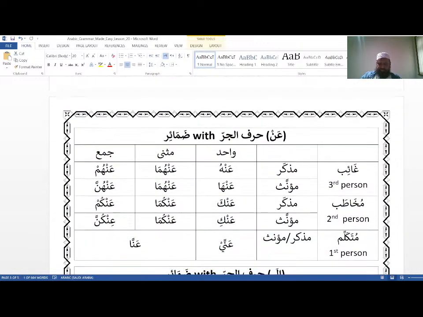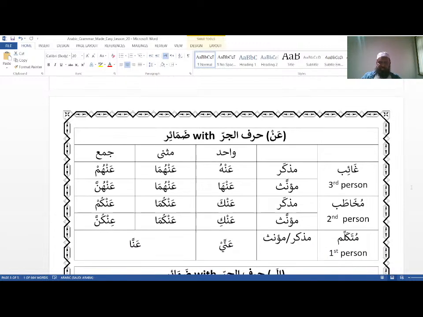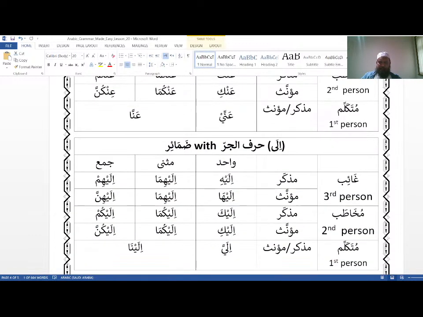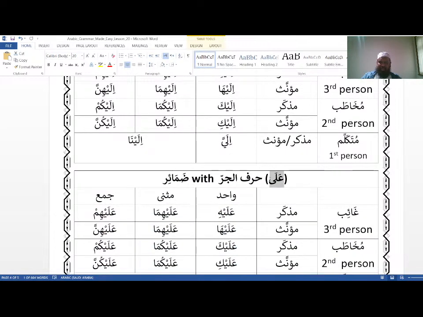An: anhu, anhuma, anhum, anha, anhuma, anhunna, anka, ankuma, ankum. You may be saying, stop reading, we know how to read. Why are you reading them? Okay, let's move on. So you read it. Ila as well. You read it. You learn them. Ala as well, using harful jar.